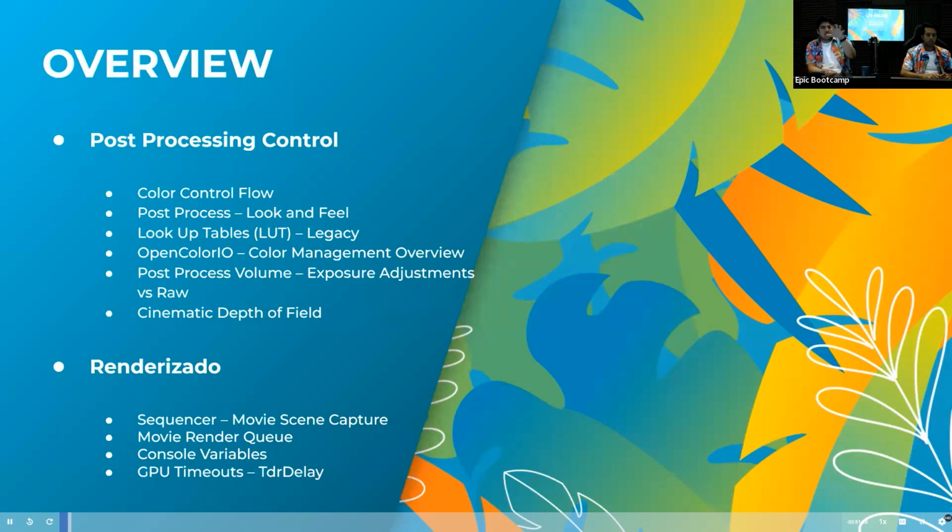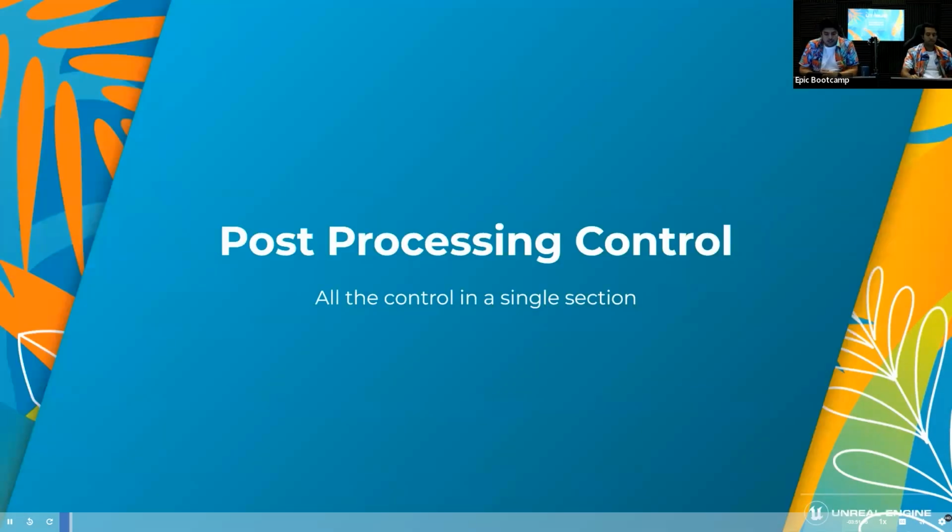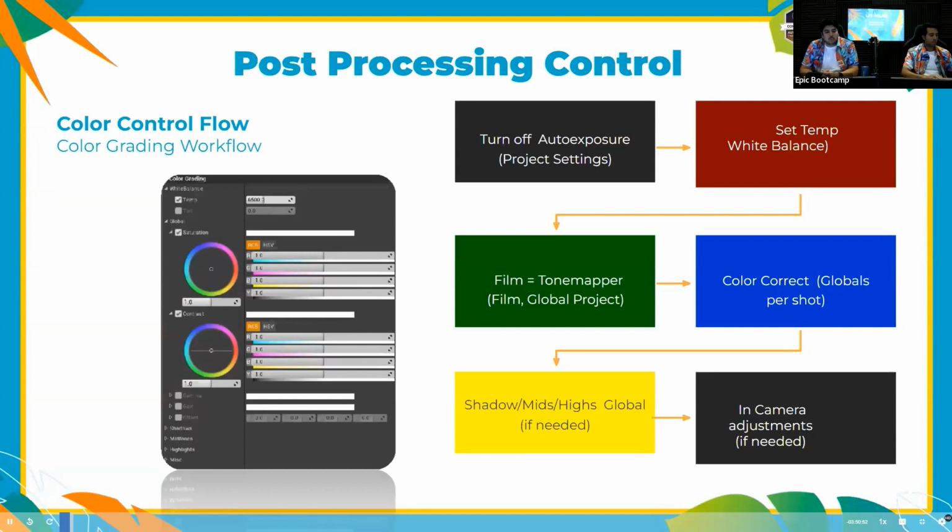So as you can see, it's a very compressed class. It's not too long, but this is important because when you think that you have everything ready and done, when you hit that render button, sometimes issues start happening and you don't know where they come from or why this is happening. So let's start with the post-processing control. We are talking about managing everything from one single section. So let's begin with this.